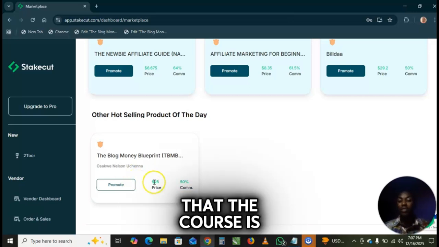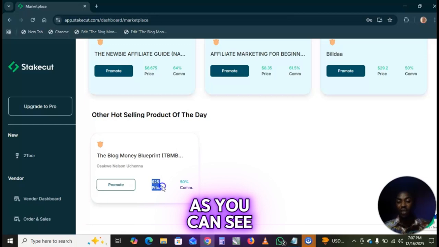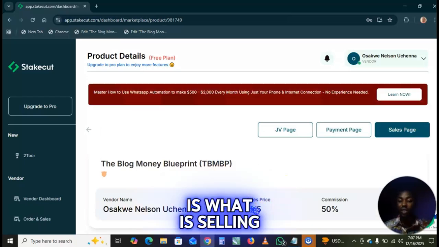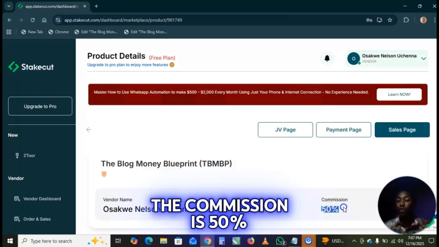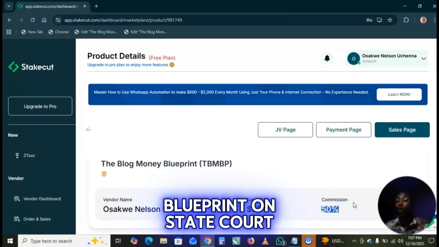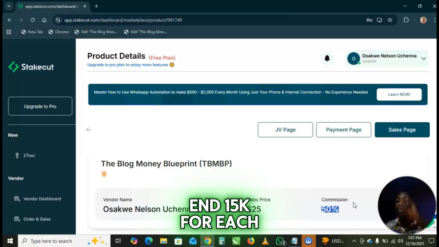And you can see that the course is selling for just $25. That is just 30k. That is what the course is selling, and you can see the commission. The commission is 50%, which means if you promote this Blog Money Blueprint on Stakecut, you are going to earn 15k for each sale that you make.